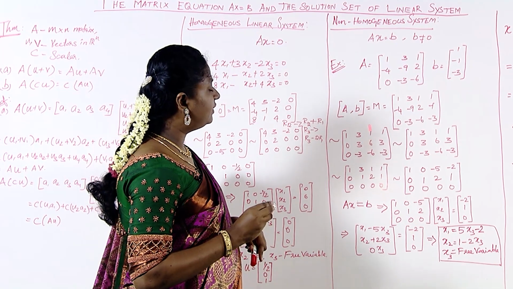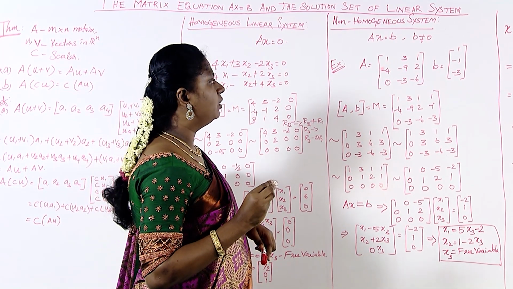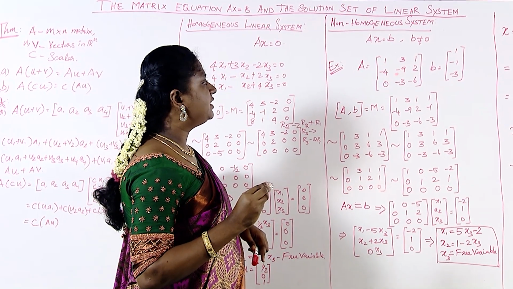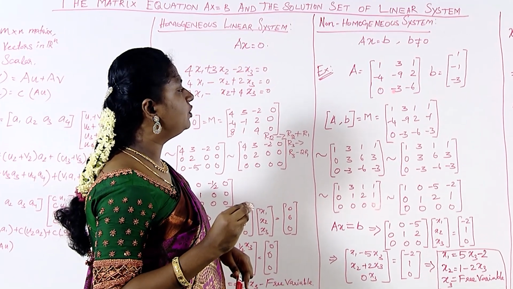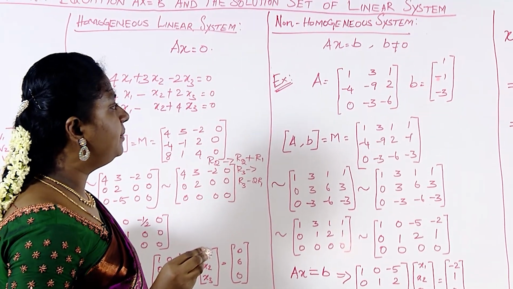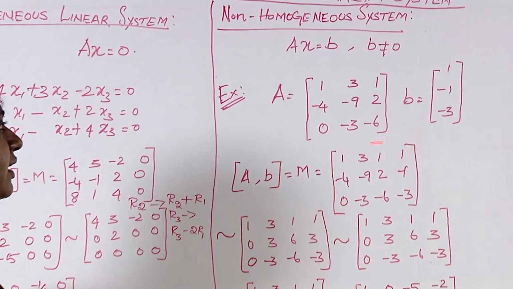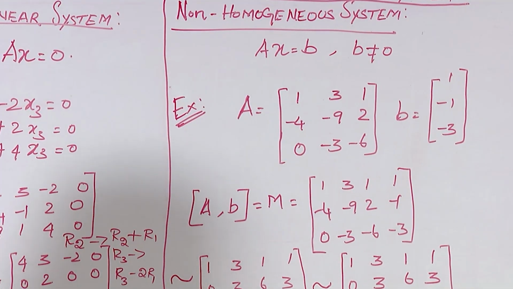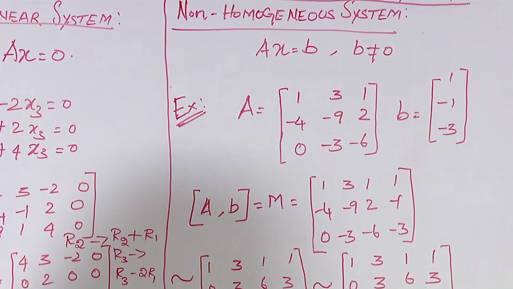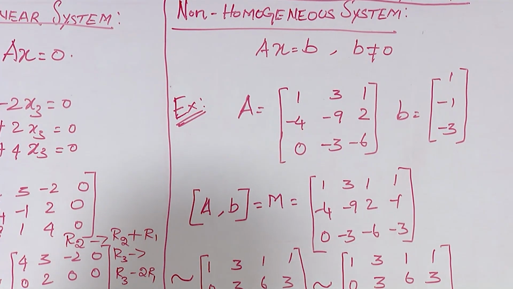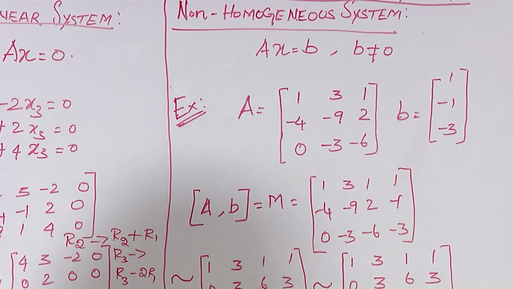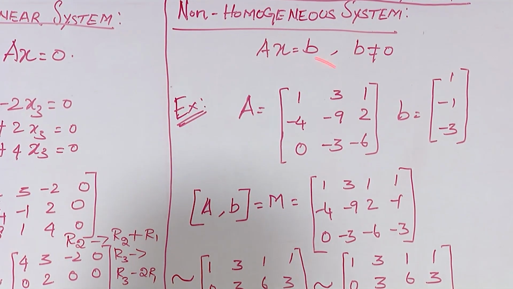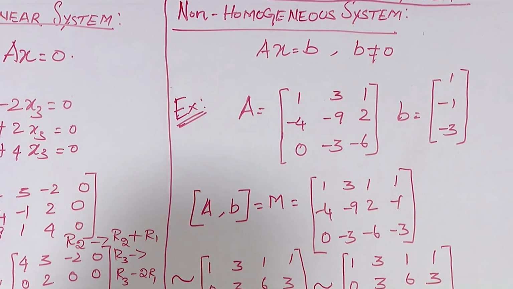Here, this is a matrix A: 1 3 1, minus 4 minus 9 2, 0 minus 3 minus 6, and b is equal to 1, minus 1, minus 3. As you have already assumed, this corresponds to a system of non-homogeneous equations, with the constant terms being 1, minus 1, minus 3, and this is the corresponding coefficient matrix.